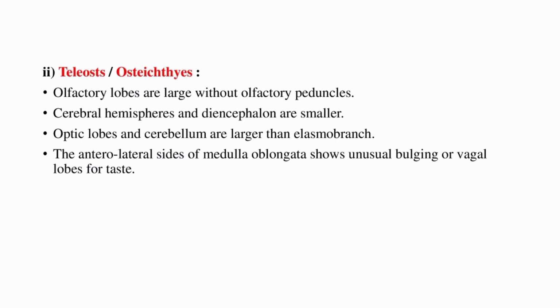Next, teleosts or bony fishes. Olfactory lobes are large without olfactory peduncles. Cerebral hemispheres and diencephalon are smaller. Optic lobes and cerebellum are larger than elasmobranch. The anterolateral sides of medulla oblongata show unusual bulging or vagal lobes for taste.